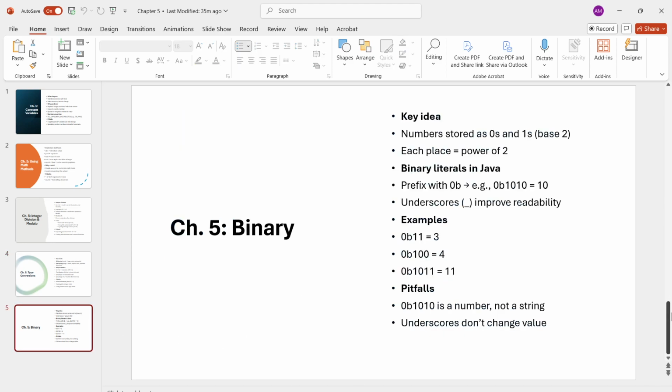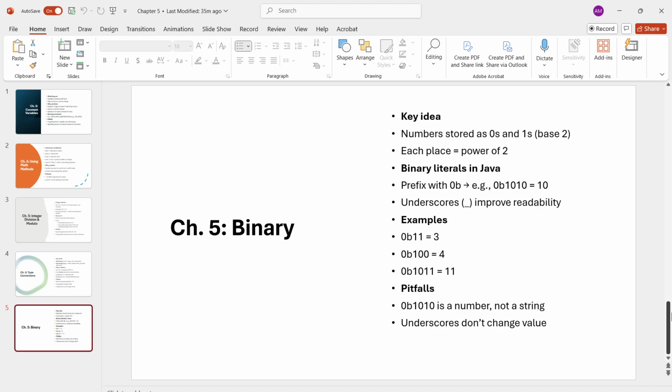So the last topic for today is binary. Let's talk about binary, how computers represent numbers under the hood. Don't worry, we are not going deep into bit tricks today. The goal is simple: understand what binary is, how to read and write small binary numbers in Java, and also avoid a few easy mistakes. A computer stores numbers using bits, zeros and ones.